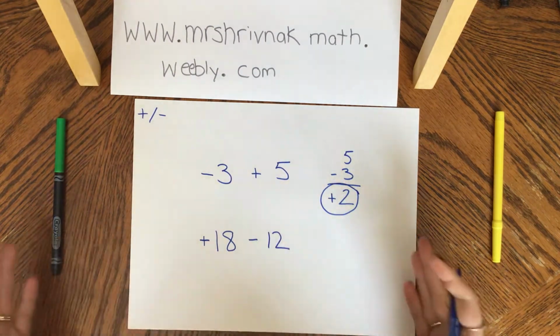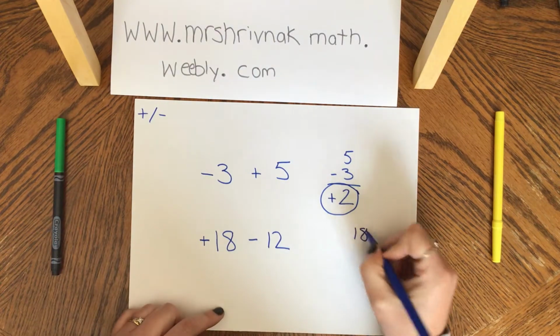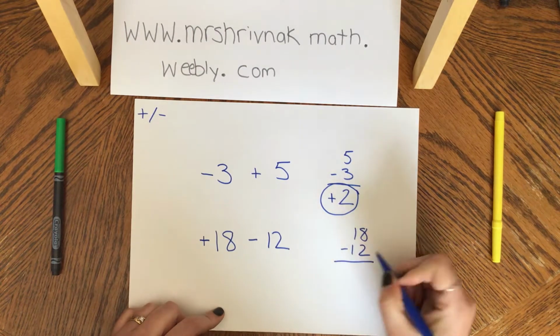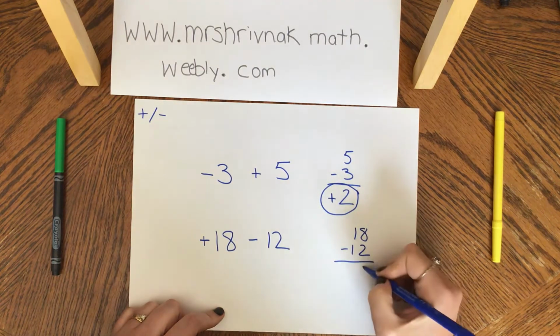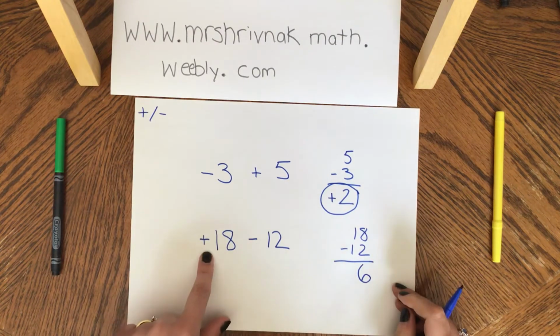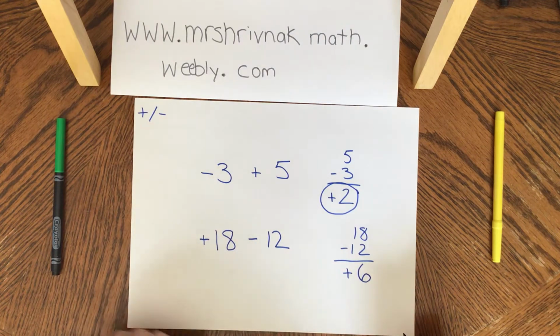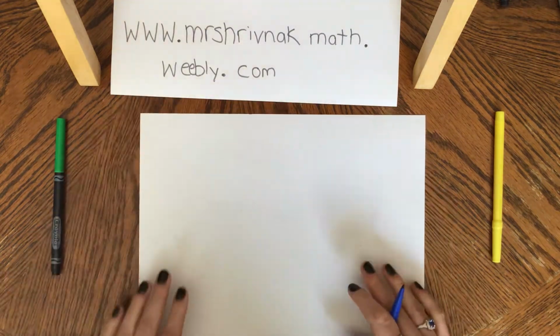Now, the signs are opposite, so I know I'm subtracting. I take the larger number, and I subtract the smaller number, and I get 18 take away 12 is 6. I keep the sign of the larger number. In this case, it's 18. So I have +6. Let's practice that again.